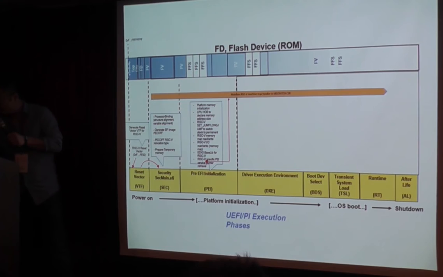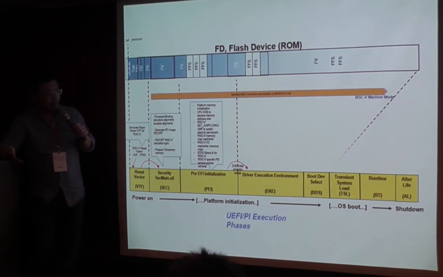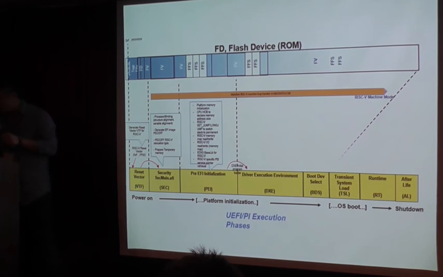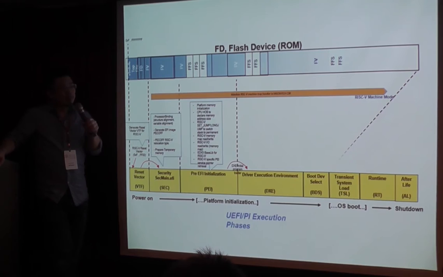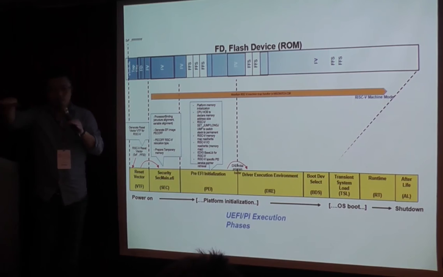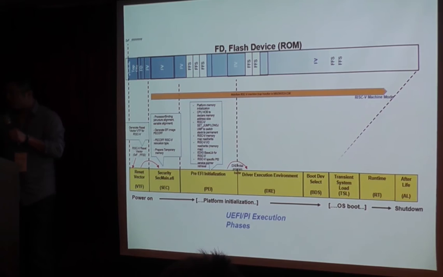Okay, after PI phase, then we jump to the DXE environment, to DXE IPL. Okay, any questions so far? Okay. So in DXE IPL, we do not do much. For x86, it has to switch mode from 32-bit protected mode to long mode. But for RISC-V, the mode is always the same. So we just jump to DXE core. We just load the DXE dispatcher from the firmware volume and jump to the entry point.